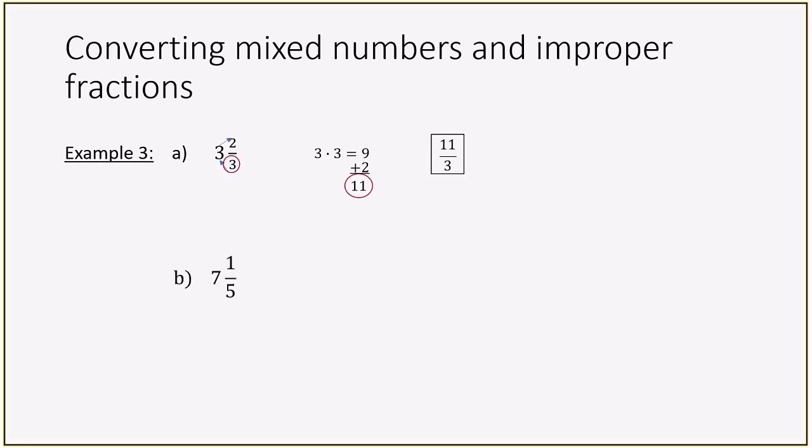Let's see it again. 7 and 1/5. I take my denominator, multiply it by my 7. 7 times 5 is 35. I add the 1.